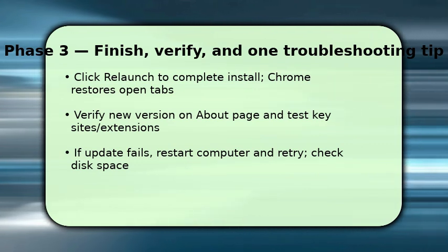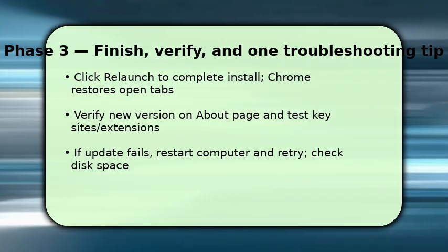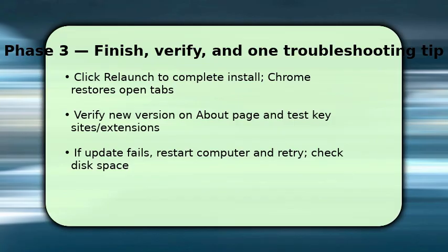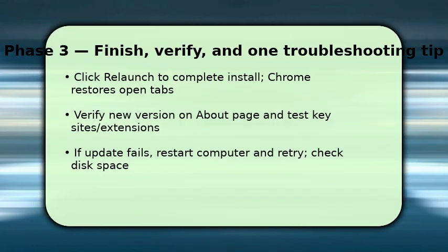After relaunch, return to About Google Chrome to confirm the new version number, and then test frequently used sites and extensions to ensure compatibility. If something goes wrong, one key troubleshooting tip is to restart your computer and retry the update, because hung processes or low disk space often block installers. If that fails, temporarily disable conflicting security software before attempting again.